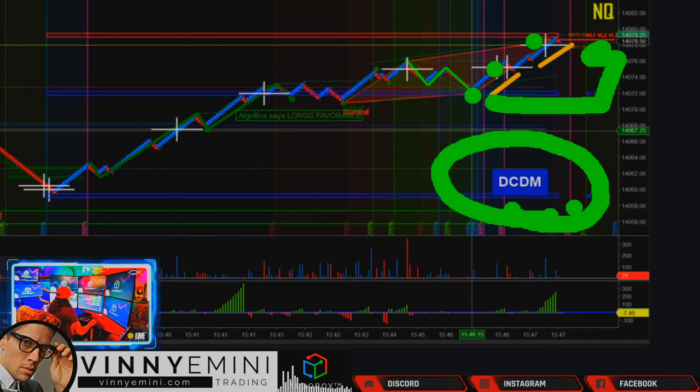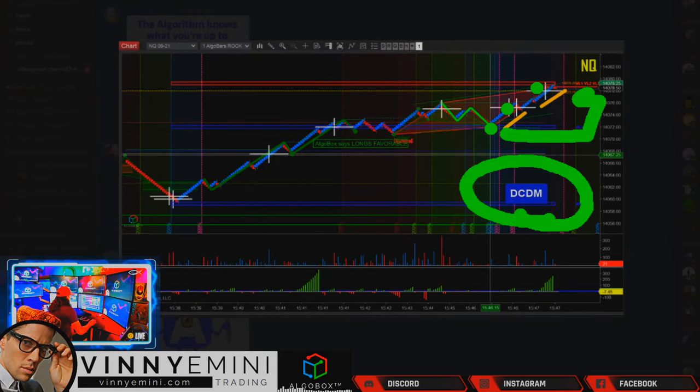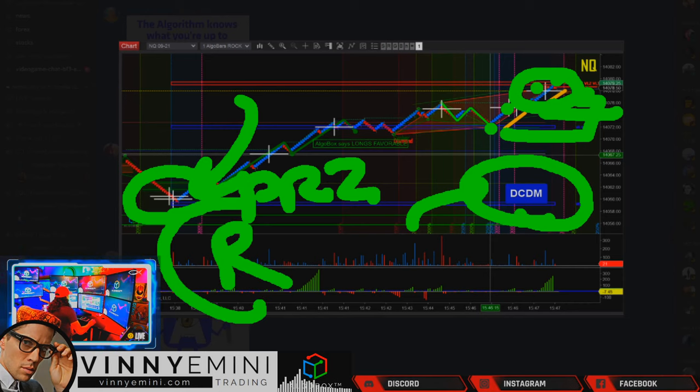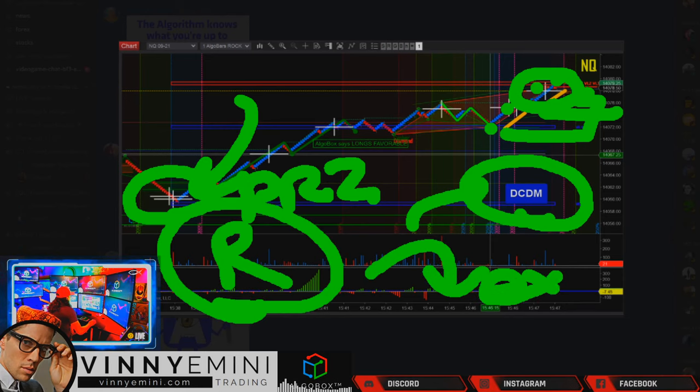Now, everybody always asks, well, when is a double cross going to be a continuation? When is a double cross a reversal? Remember, if it's out in the open, like this, especially with a PRZ target, obviously DCDM, double cross, double move. If it is a double cross not out in the open, meaning it is encroached by a PRZ, dot, etc., be very, very careful. That is likely a reversal, or if you're looking at it into a very large extension.